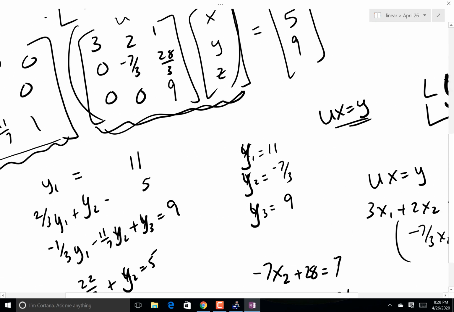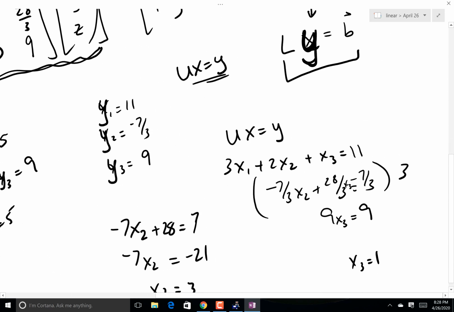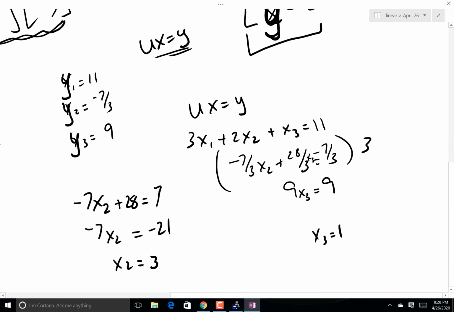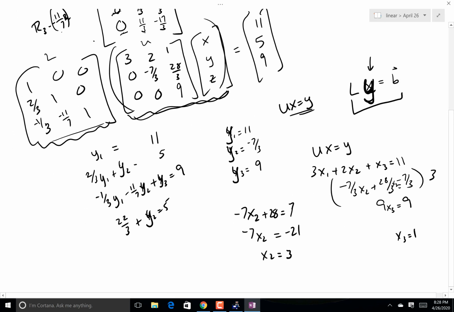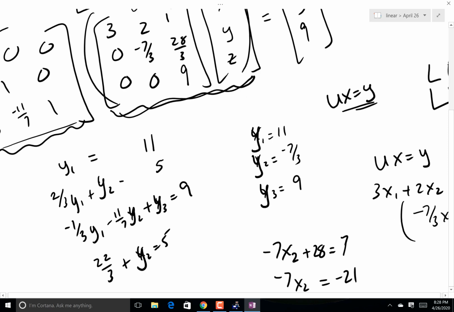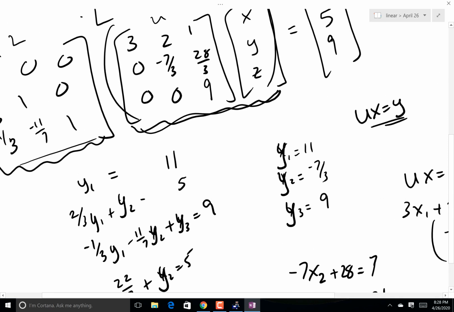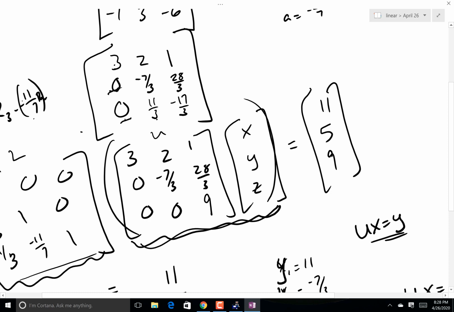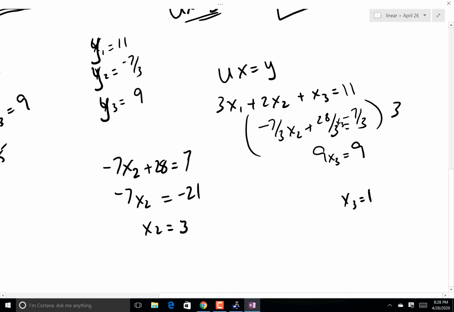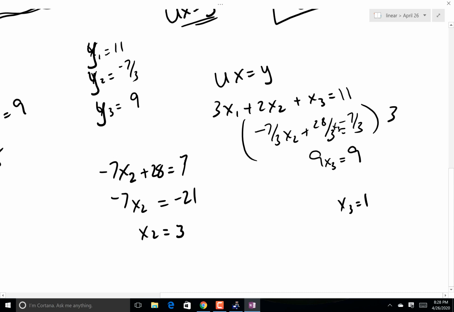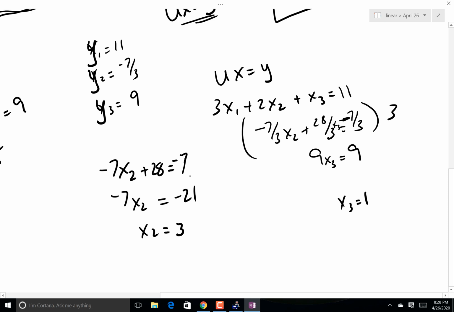Did I drop a sign somewhere? Was that 28 positive or negative? Did I write it down wrong? Nope, I don't think I did. Alright, something's a little screwy there. Oh, this was negative 7/3. There we go. So that would make that much better. That would make that negative 35, which would make this 5, which is what it's supposed to be.